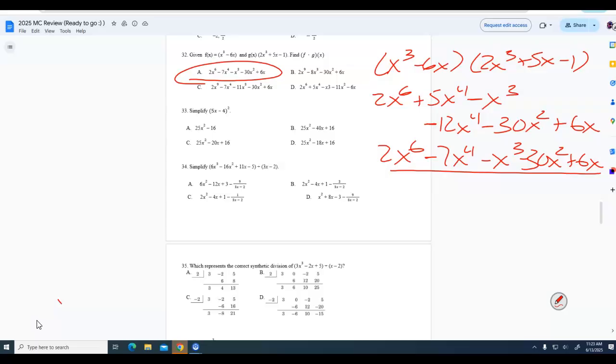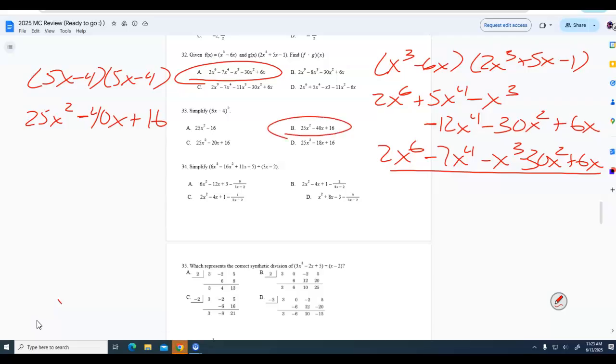33, we're just simply FOILing. 5x minus 4, 5x minus 4. This right here is a gift. 25x squared, negative 20x and negative 20x, and negative 40x. Negative 4 times negative 4 is 16. B is our answer.